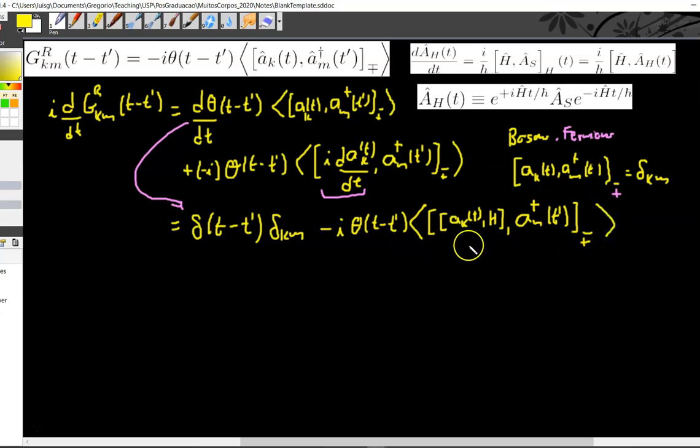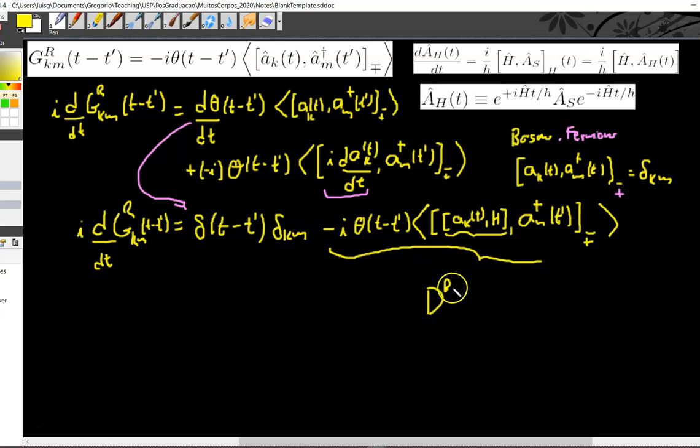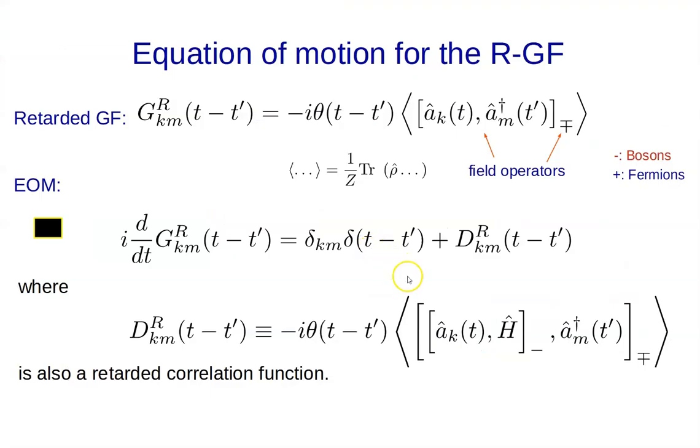Okay. All right, so then I know how to calculate this guy, right? So it's just a commutator with H, and this gives me my equation of motion for the retarded Green's functions, right? Right at the slide that we wrote, delta t minus t prime, delta km, minus i, and this is what I'm calling D, which is also a retarded propagator, which is precisely this, minus i theta t minus t prime. There is this commutator here of a_k with H, and this is a commutator, and a_m at t prime. Then it's either a commutator or anti-commutator depending on whether these are fermions or bosons. Okay.